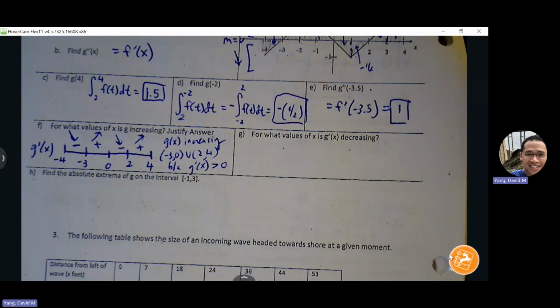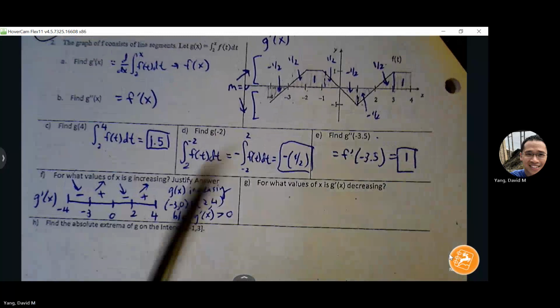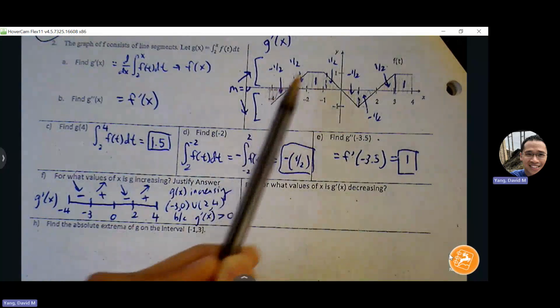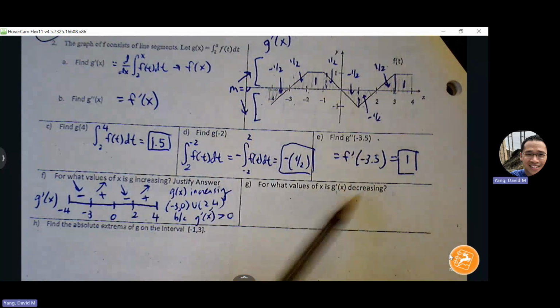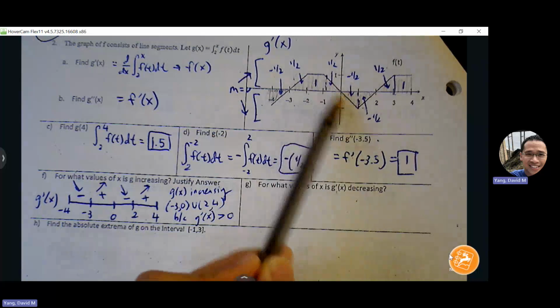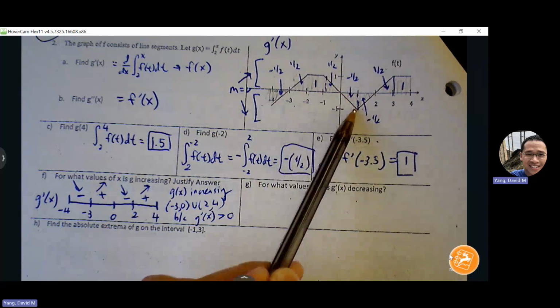Okay, for what value of x is g prime decreasing? So g prime, this is basically our g prime graph. g prime decreasing is just negative slope, right? So g prime decreasing will be this interval, right?